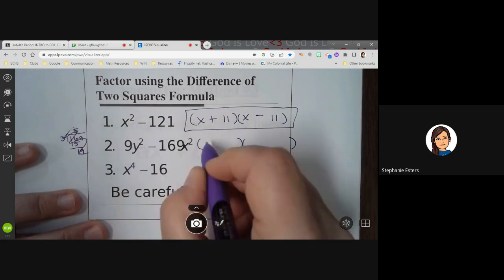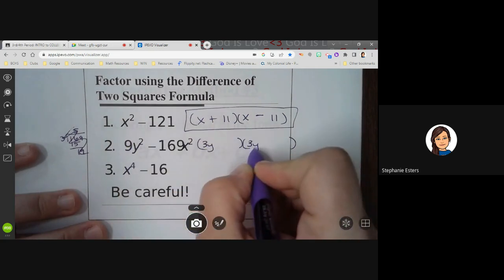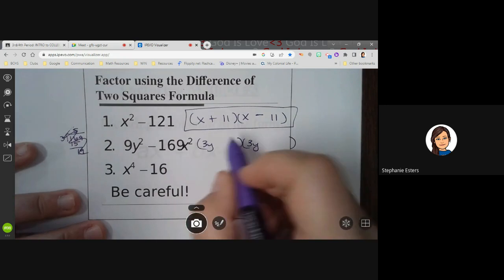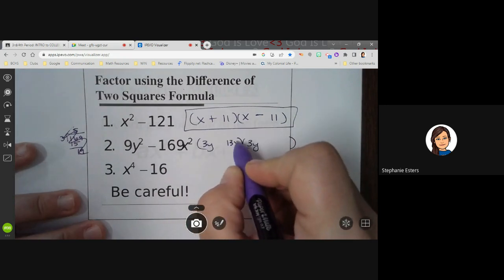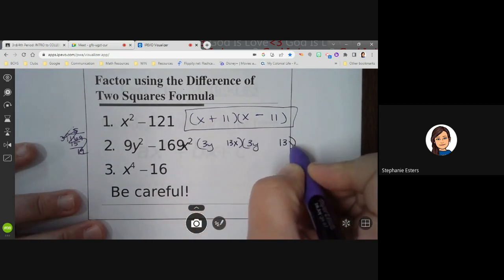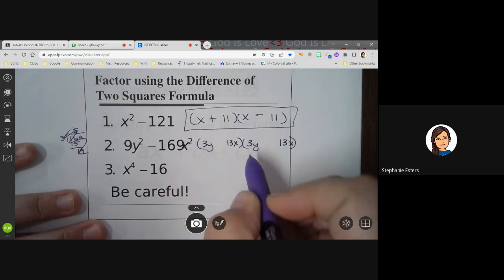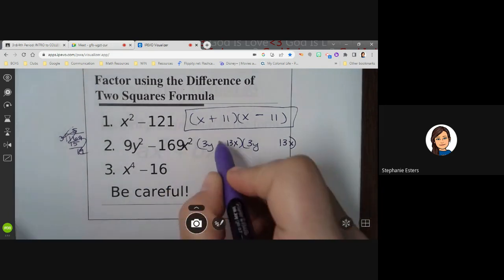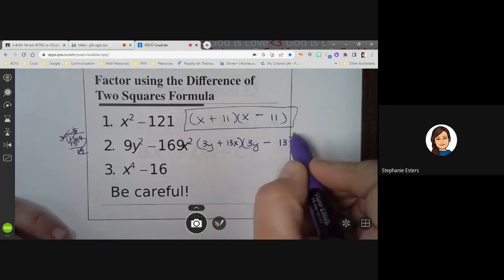So 9y squared is 3y times 3y. 169 is 13 times 13, so we've got to include that x there as well. 169x squared would be 13x times 13x. Again, one is positive and one is negative.